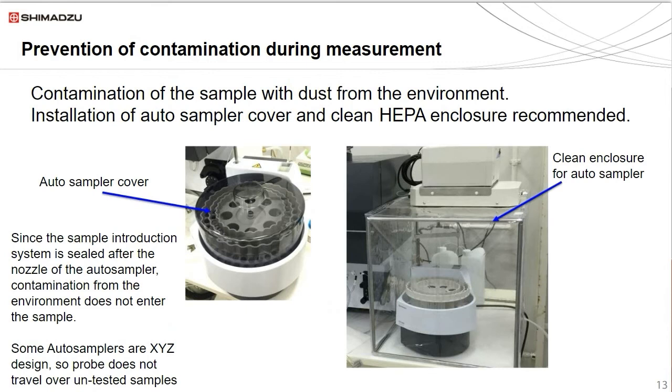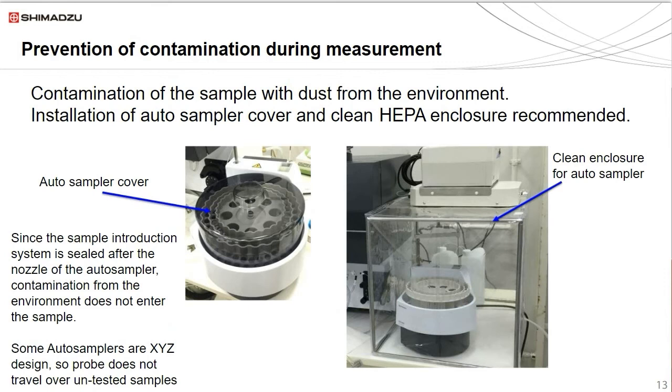This removes acid fumes from the work environment, but also prevents environmental dust from contaminating samples. Different autosampler designs are also capable of controlling movement functions such that the probe never travels over samples that have not been analyzed already. In this way, any droplets that fall off the sample probe during movement fall into a tray and not into samples.